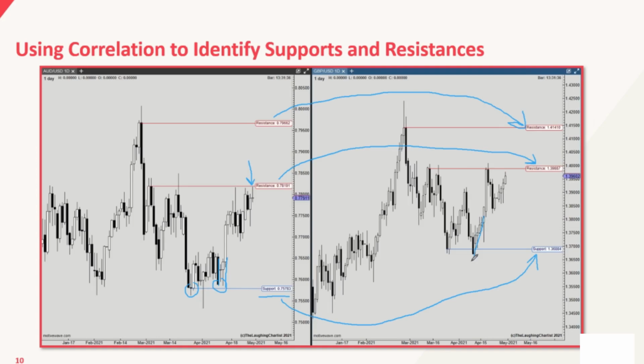That is what we know as intrasector asset correlation. It is something that fund managers also use. They actually have a fancy tool called the relative rotation graph, if some of you are interested to find out more about it. So this is how we use correlation to identify support and resistance.